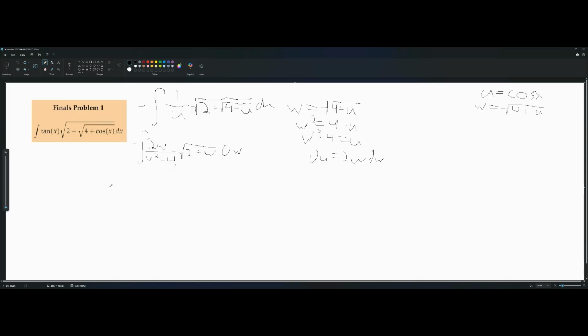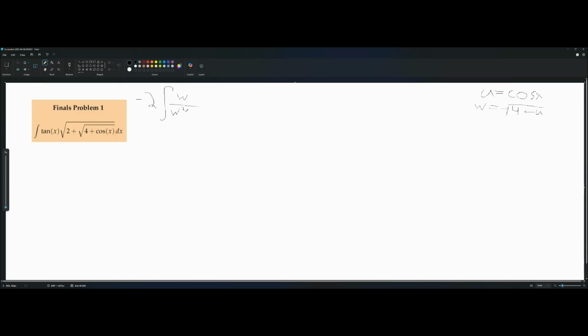Okay, there. And this is what we get. So let's just rewrite this now. And we could take the 2 out. So we can just rewrite this as negative 2 times the integral of w over w squared minus 4 times rad 2 dw, right?